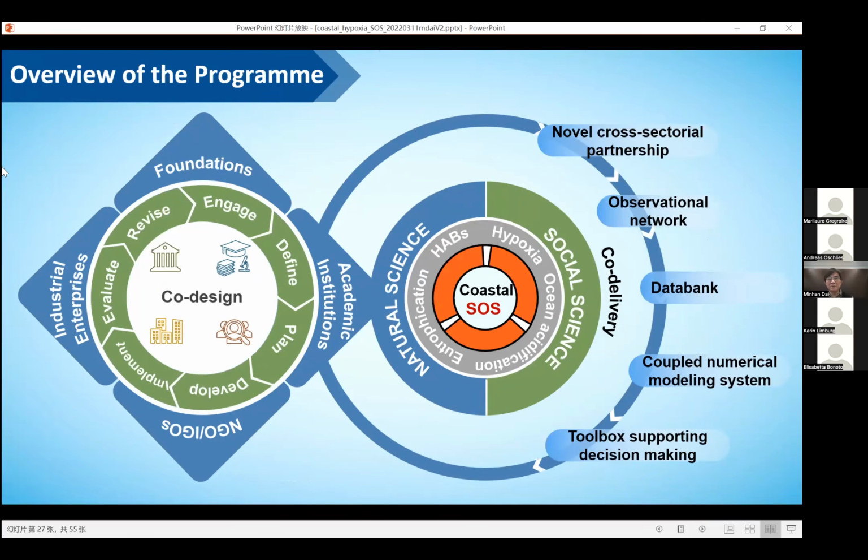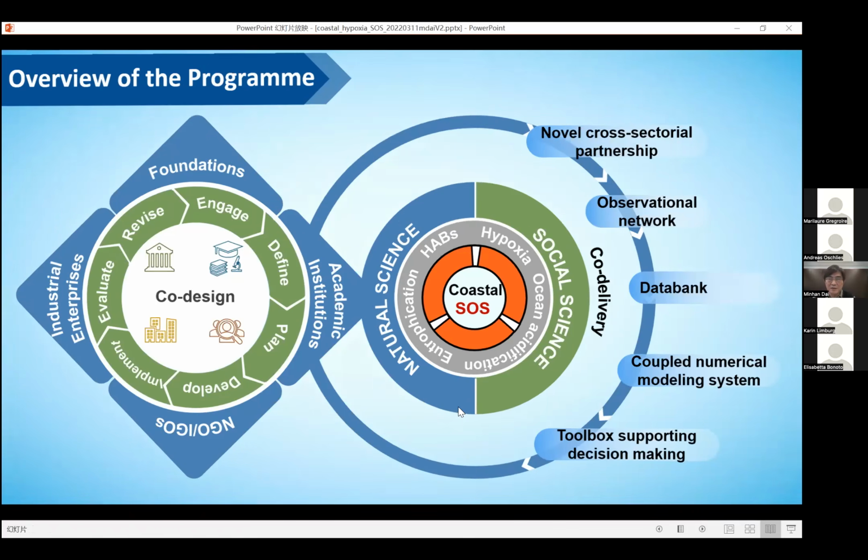So the key overview of the project, again, is quite UN Decade style. We have the co-design between industry sector, NGO, foundation, and academic institutions. We have teamed up 10 academic institutions and tackle the integration of natural and social science to address eutrophication and hypoxia, and they try to co-deliver this through the novel cross-sectoral partnership, an observation network, data bank, coupled numerical model system, and toolbox for policy decision-making.